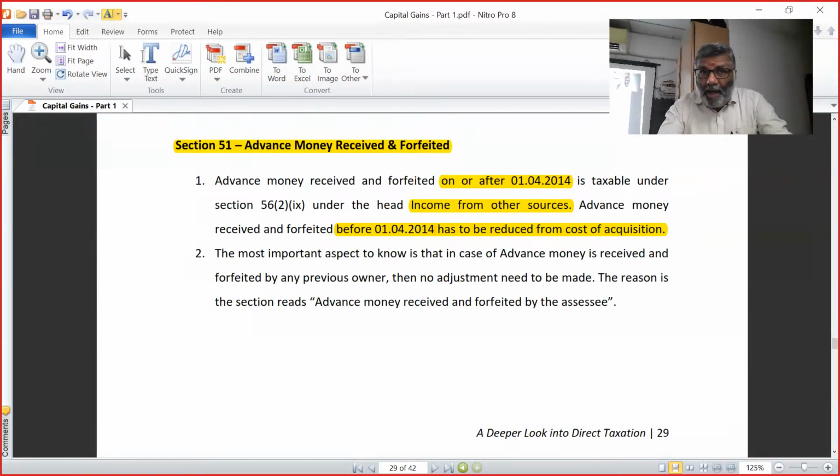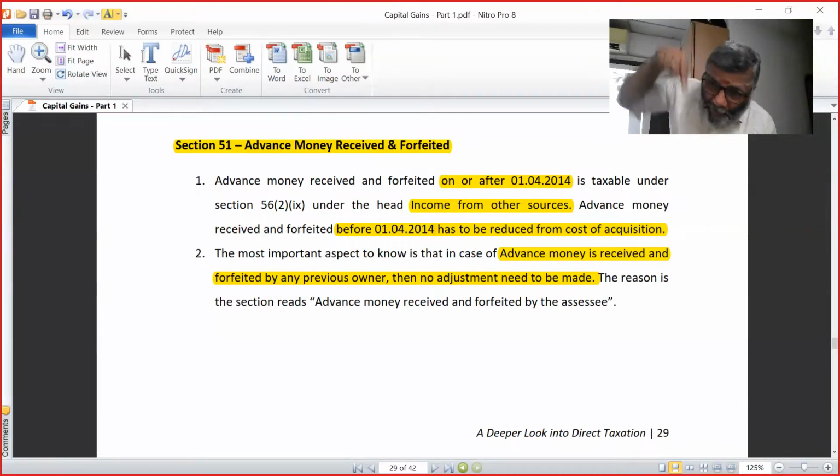Friends, I have a reason to tell this. Advance money received and forfeited by the assessee. If advance money is received and forfeited by the previous owner, you need not reduce it. The most important aspect to understand is that in the case advance money is received and forfeited by the previous owner, adjustment need not be made, because the law reads advance money received and forfeited by the assessee should only be adjusted. By the previous owner, you need not make any adjustment.